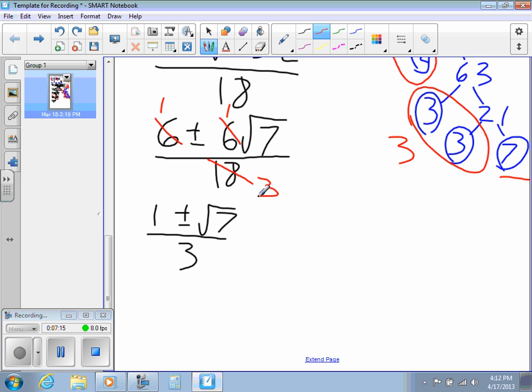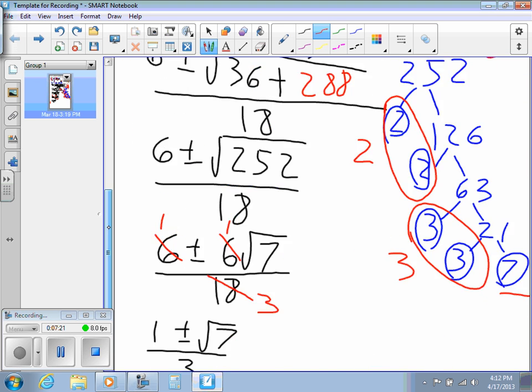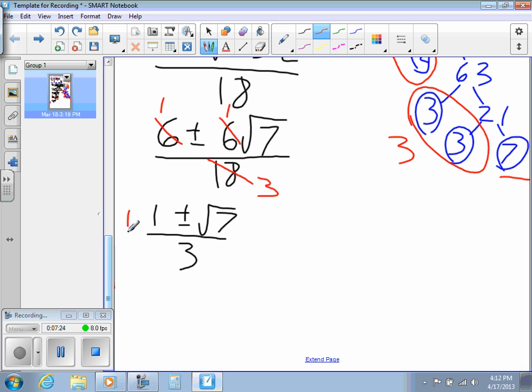So I ended up with, and my variable was, let's verify here, k, correct? Yes, my variable was k. So k equals, let me rewrite that so it's a little easier to read. K equals 1 plus or minus the square root of 7 over 3.